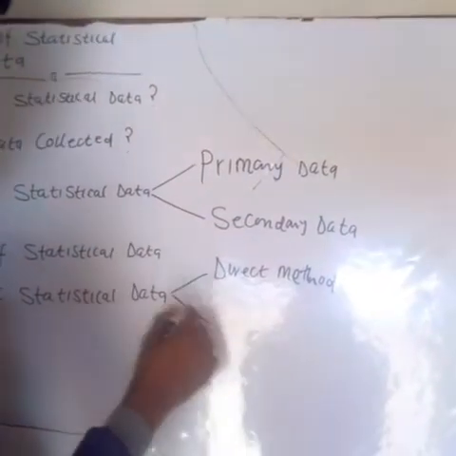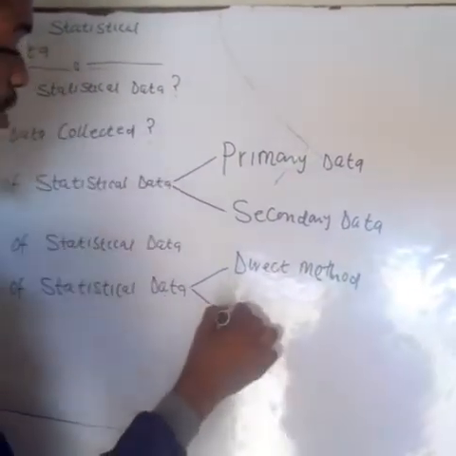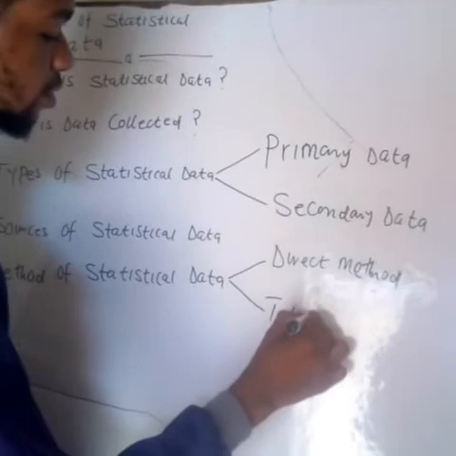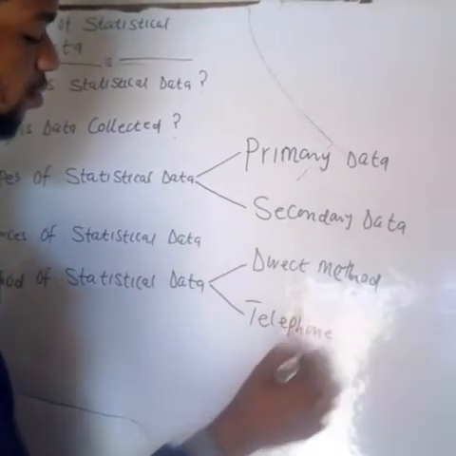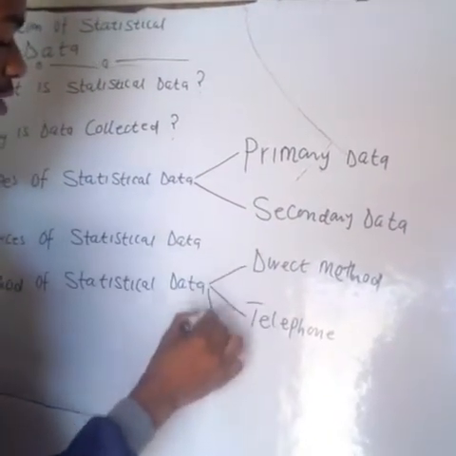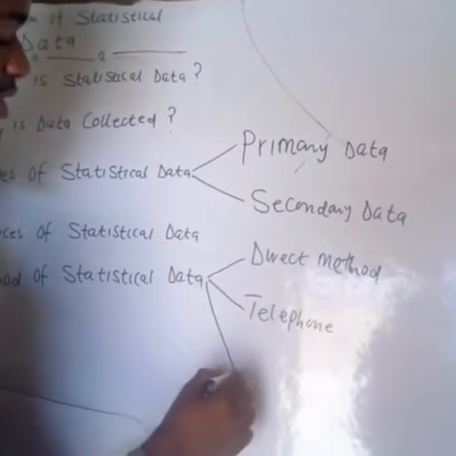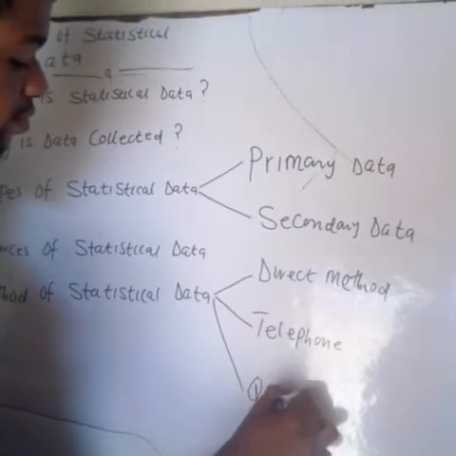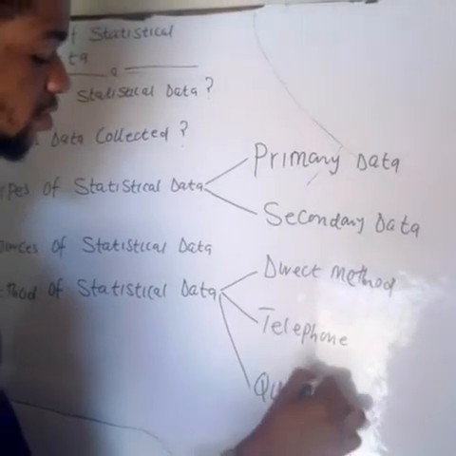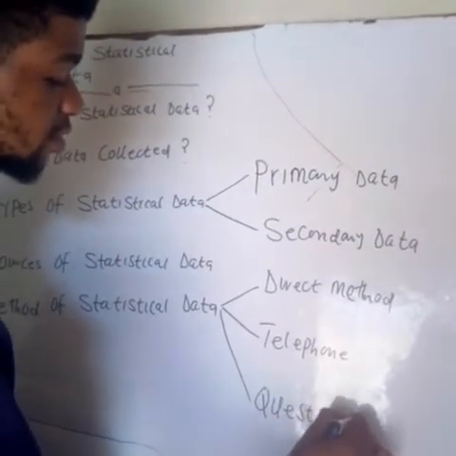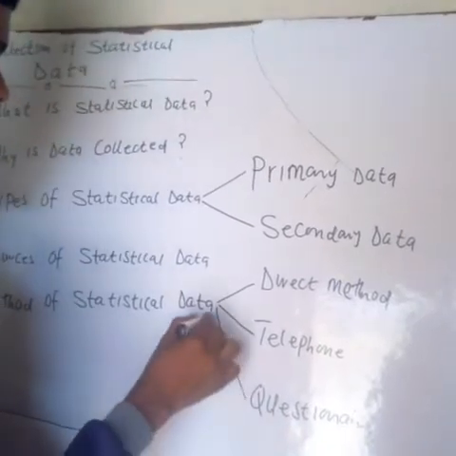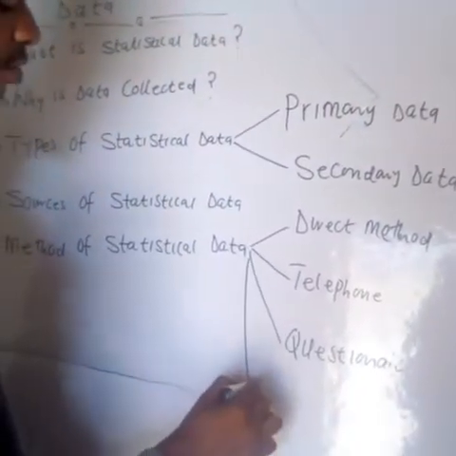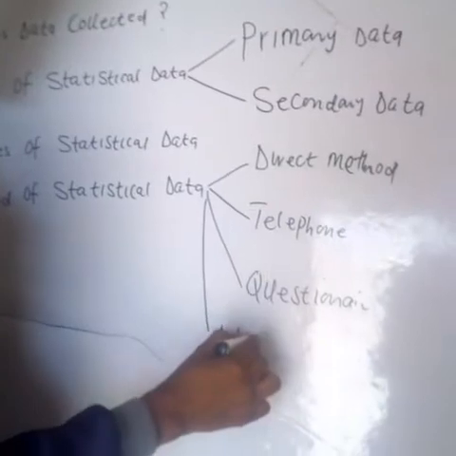and the second one is through the means of, let's say, a telephone, and the third method is issuing of questionnaire, and the fourth one is that we can also collect data from newspaper.